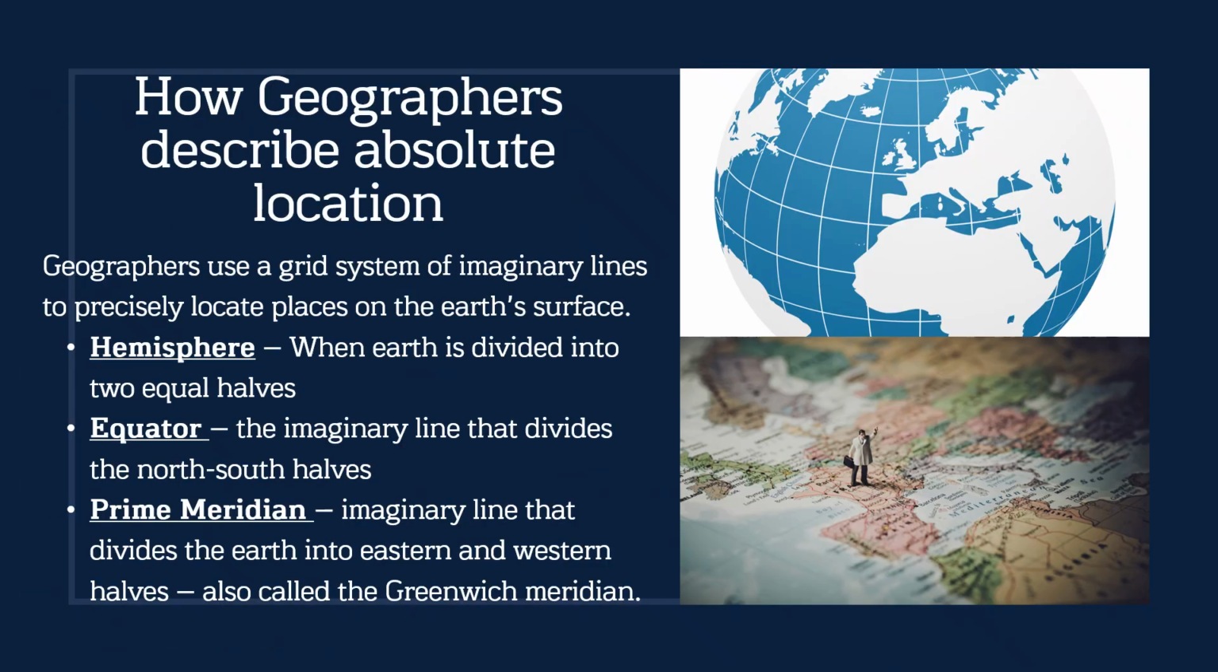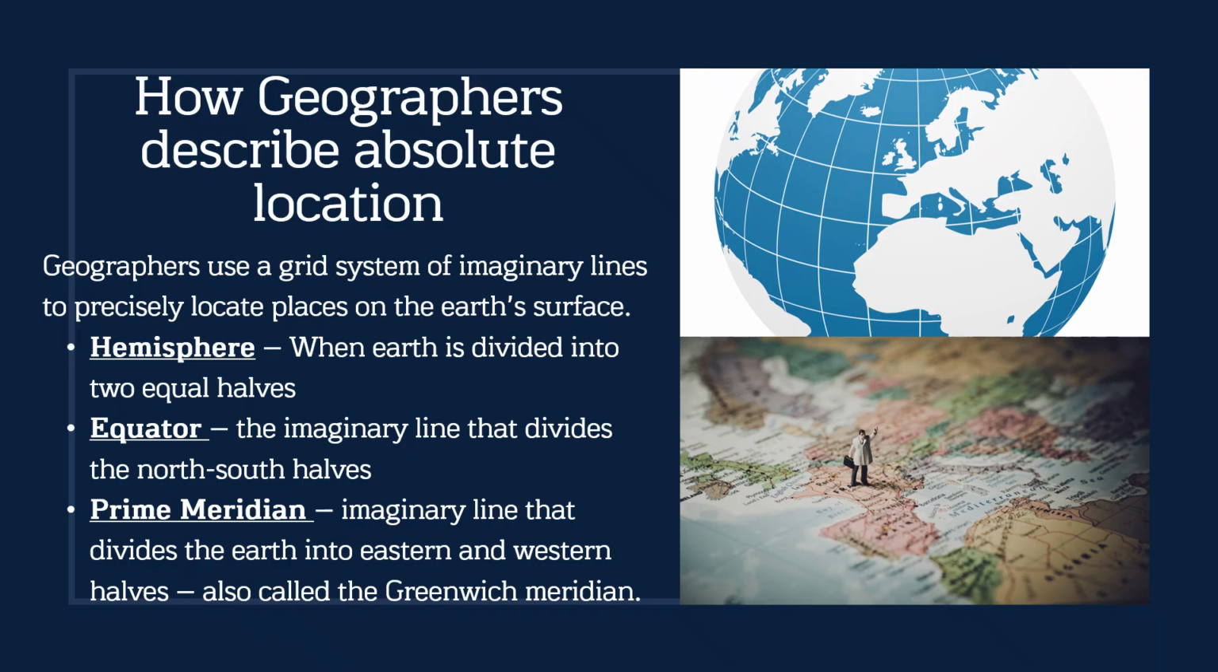Now, geographers describe absolute location, okay, and we start breaking up and categorizing it into their location on the hemisphere, where we divide the Earth into 2 equal halves. And we can do that into the northern and southern hemisphere, where we divide the top and the bottom off the equator, and then the prime meridian, which will just divide the Earth between the east and western hemisphere off of that line.